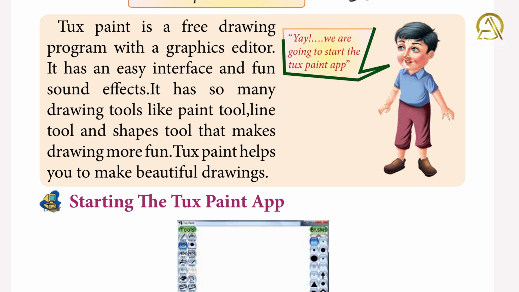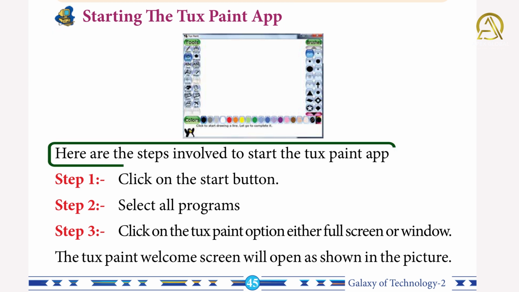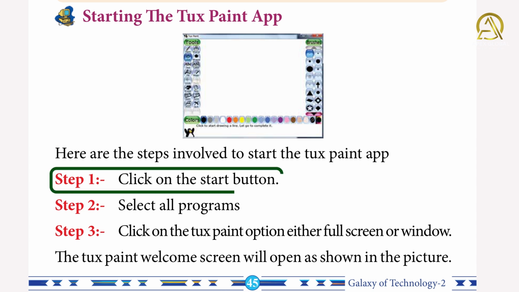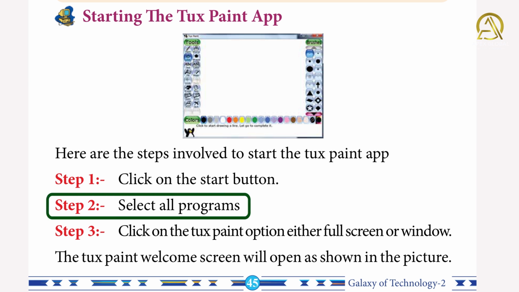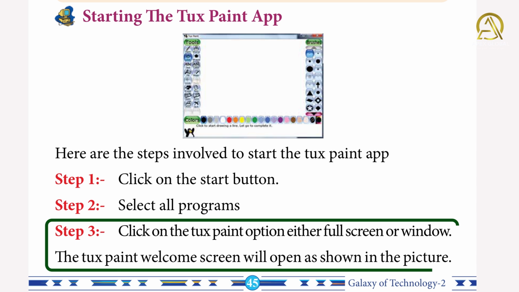Yay! We are going to start the Tux Paint app. Starting the Tux Paint app. Here are the steps involved to start the Tux Paint app. Step 1. Click on the Start button. Step 2. Select All Programs. Step 3. Click on the Tux Paint option, either full screen or window. The Tux Paint welcome screen will open as shown in the picture.